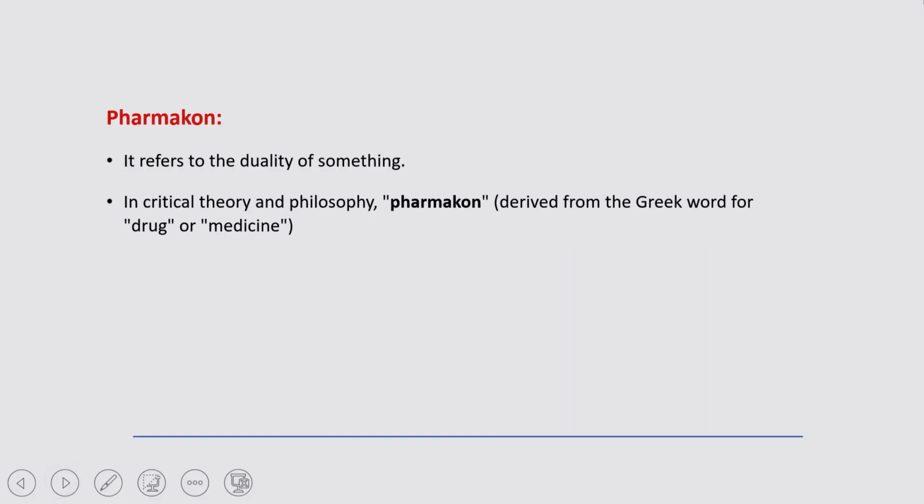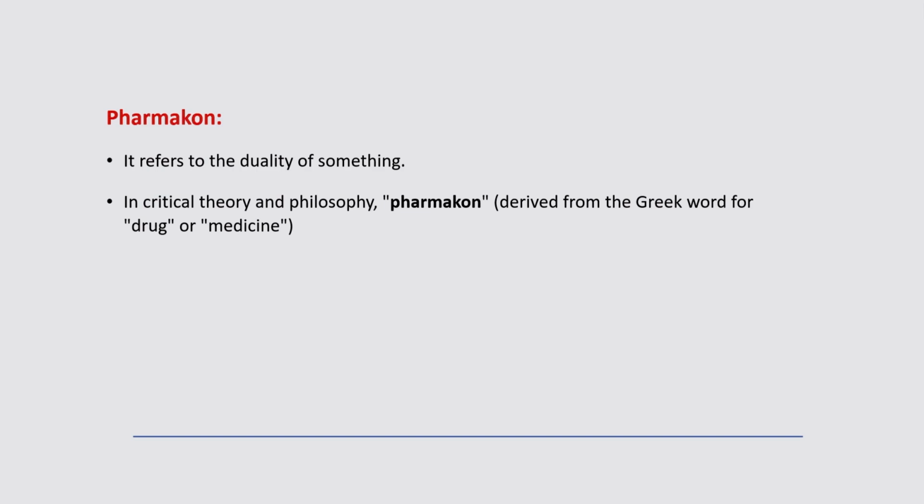Now, with this, we are moving to the last word of this particular lecture, pharmakon. In critical theory and philosophy, pharmakon can be seen as a term derived from Greek philosophy, that is a drug, or that may also mean a medicine. It is a concept used by Derrida in order to refer to the duality of something both as remedy and a poison. So basically, Derrida, in his interpretation of Plato, used this term to explore the ambiguity and duality of things, particularly in the context of writing and speech.